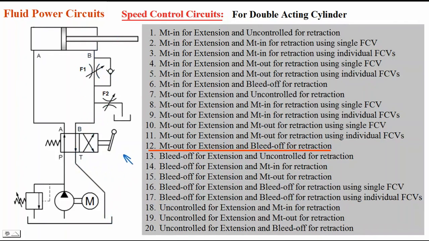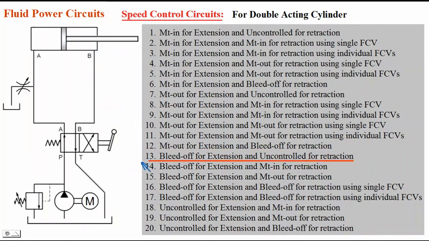When I shift the lever to the other position, oil will flow from P to B and A to T. Now oil flows to B, and a part of the discharge is taken back to tank, bled off. That's why only the remaining amount of oil will flow to the cylinder during retraction. So that's why it is bleed off for retraction.